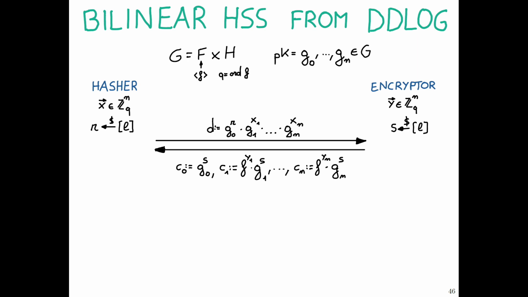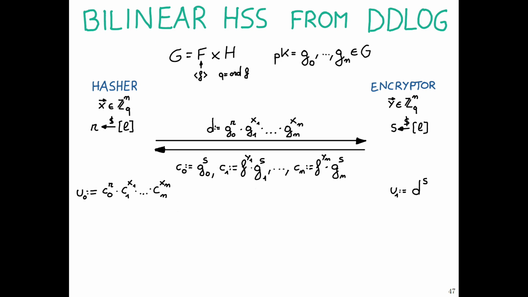Simultaneously, the encryptor generates a sort of generalized Elgamal ciphertext, like a vector ciphertext rather than one, making use of the multiple generators, but all using the same randomness S. So the encryptor generates an Elgamal ciphertext encrypting their input vector Y, and sends these ciphertexts to the hasher. To get their inputs to the ddlog, the hasher does the exact same operations as when finding the digest D, but uses the ciphertext group elements instead of the generators.